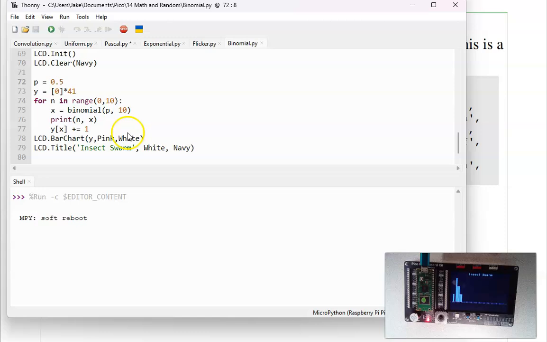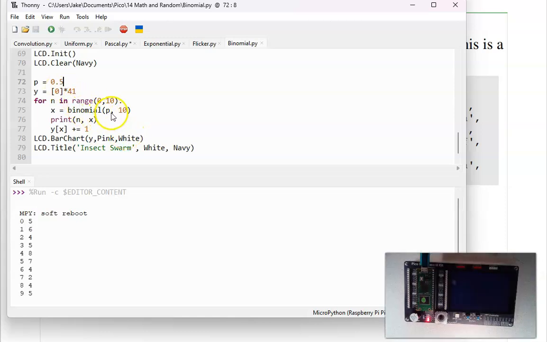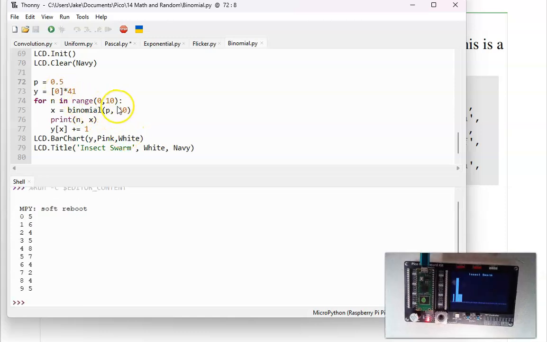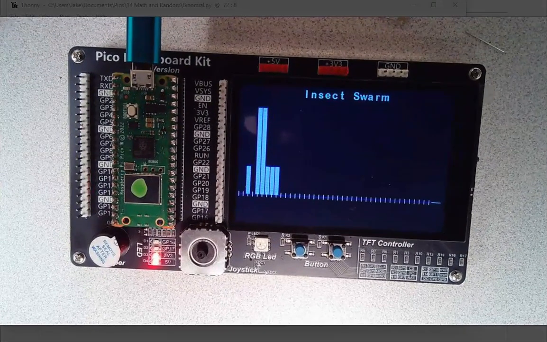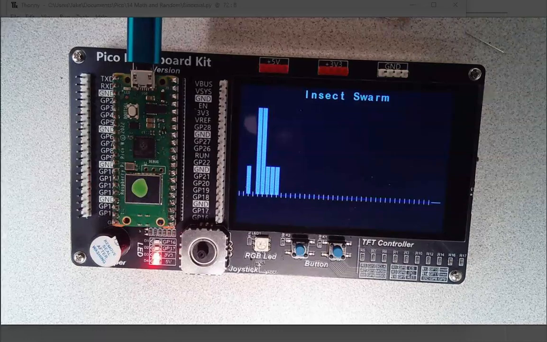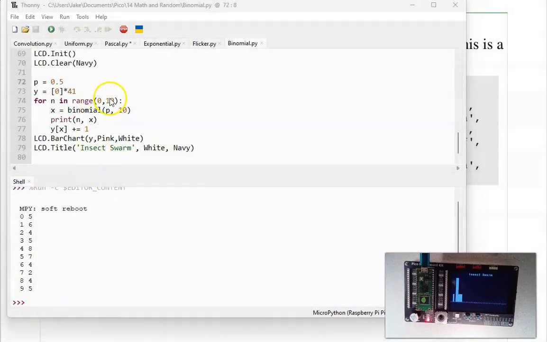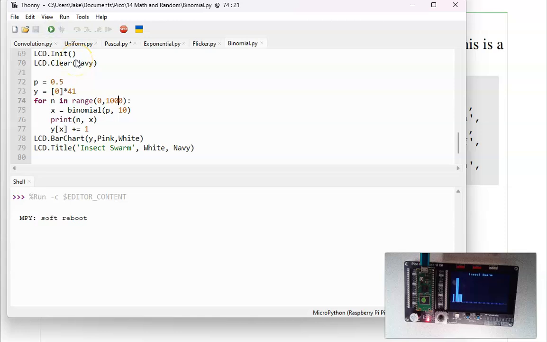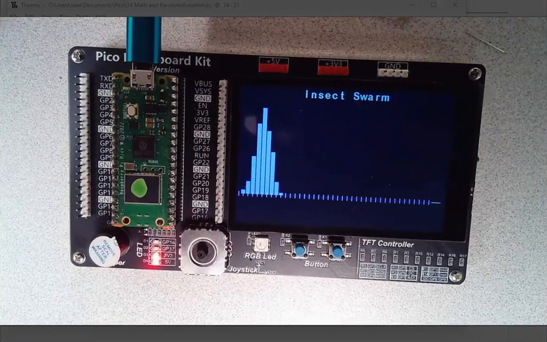For example, here's a binomial distribution, a coin toss. If I toss a coin 10 times, here's how many heads I got. First trial, I got 5 heads, 6 heads, 4 heads. Or I can use the graphics display and show how many times I got 0 heads, 1 head, 2 heads, 3, 4, 5. The nice thing about that is if I increase the number of coin tosses to 1,000 times, I start to get a fairly well-behaved distribution.